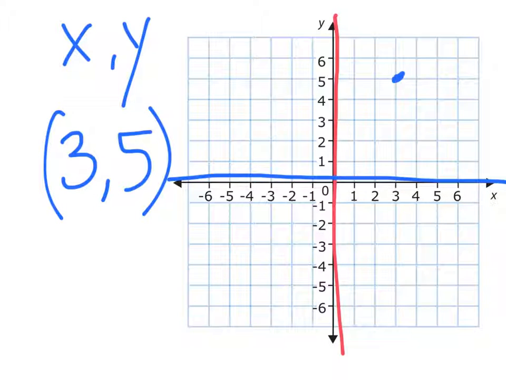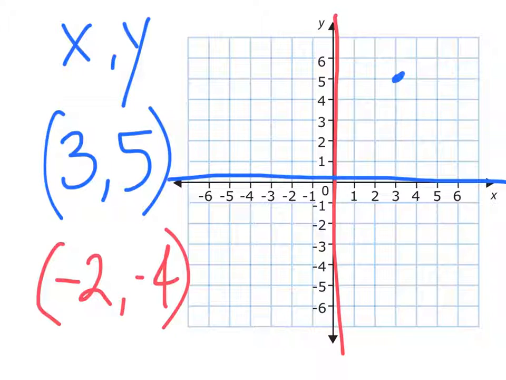If we had two negative numbers, for example, negative 2 and negative 4, we're going to start at the origin, or 0. We're going to count to the left 2, and then we're going to count down 4. And I know that this is the ordered pair point for this one.